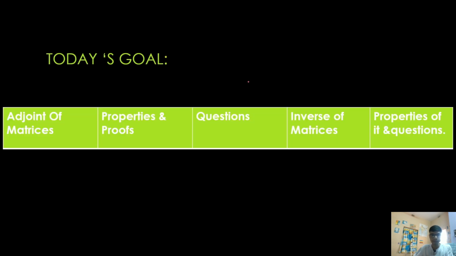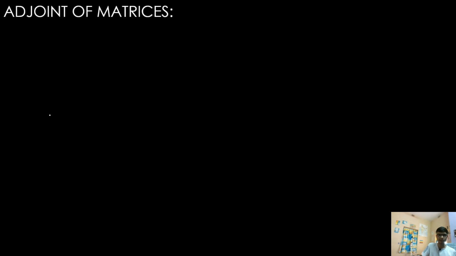Okay, now let us move forward and see what is today's goal. So today we are going to study the adjoint of a matrix, and after that we are going to move on to the properties of the adjoint, then some questions, and then we move on to the inverse of a matrix and its properties and questions. So this is going to be a very important lecture, keeping in mind the rest of the matrix portion. Okay, so let us study about the adjoint of a matrix.